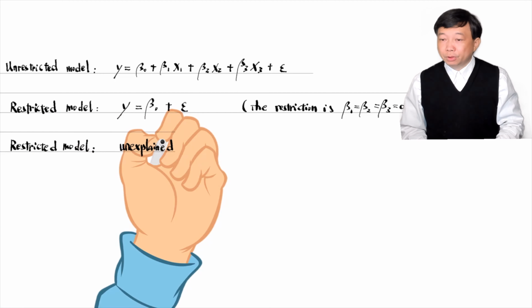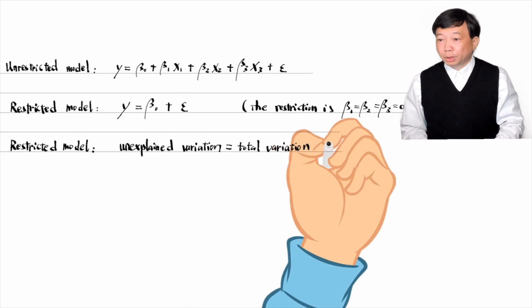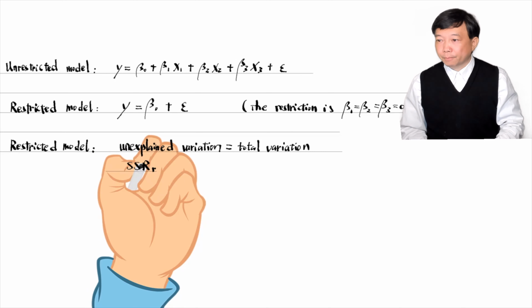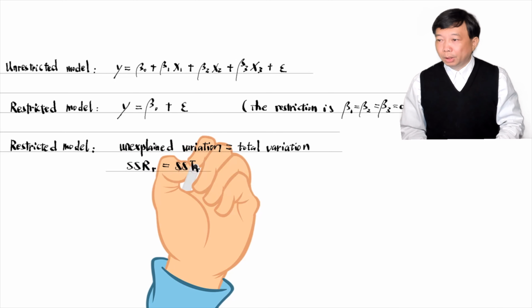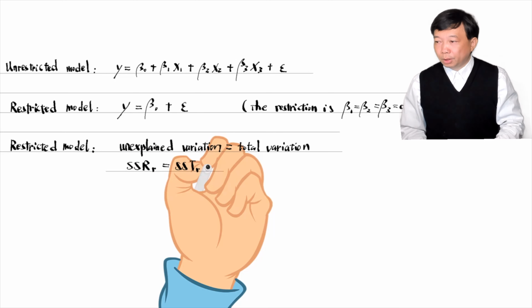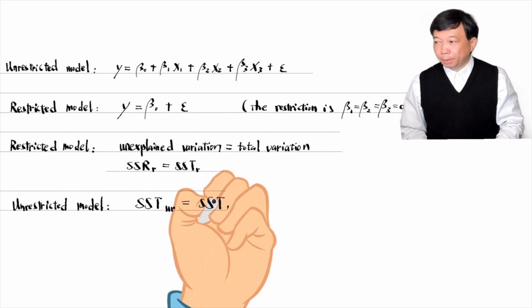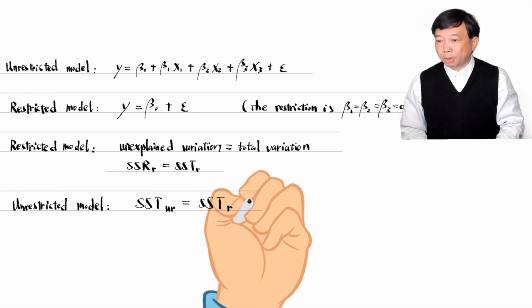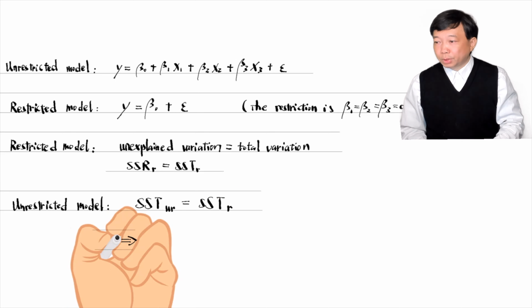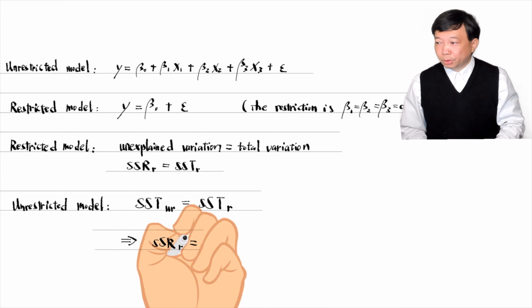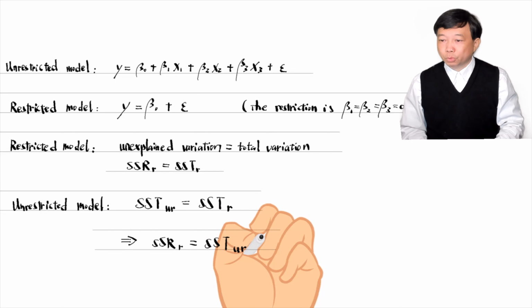The unexplained variation equals the total variation in this model. So the residual sum of squares equals the total sum of squares. The total sum of squares is the variation in the outcome variable, and they are the same in both the restricted and unrestricted models. This is the reason why the residual sum of squares from the restricted model equals the total sum of squares from the unrestricted model.